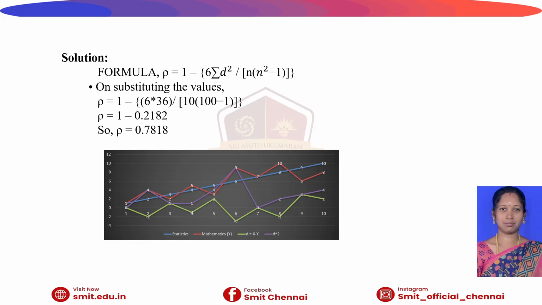0.7818. Then in this picture we get the correlation diagram. It is a positive correlation, the blue color is showing the positive correlation. The other is showing a negative correlation.